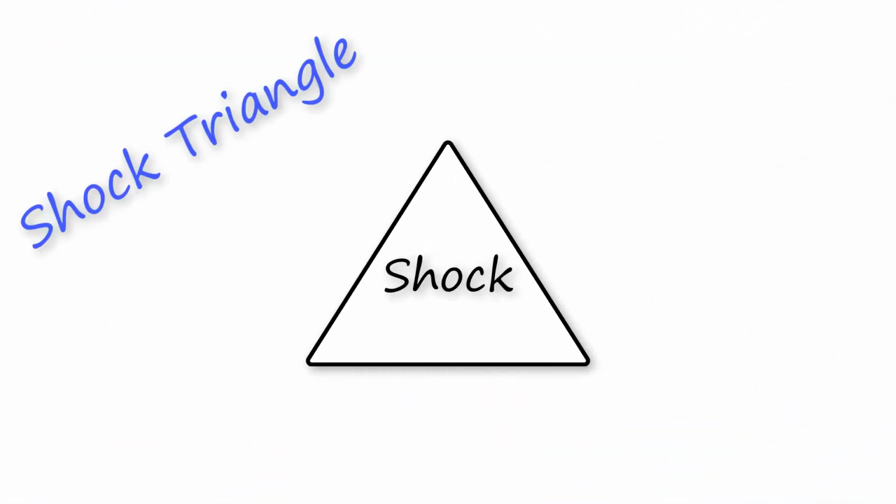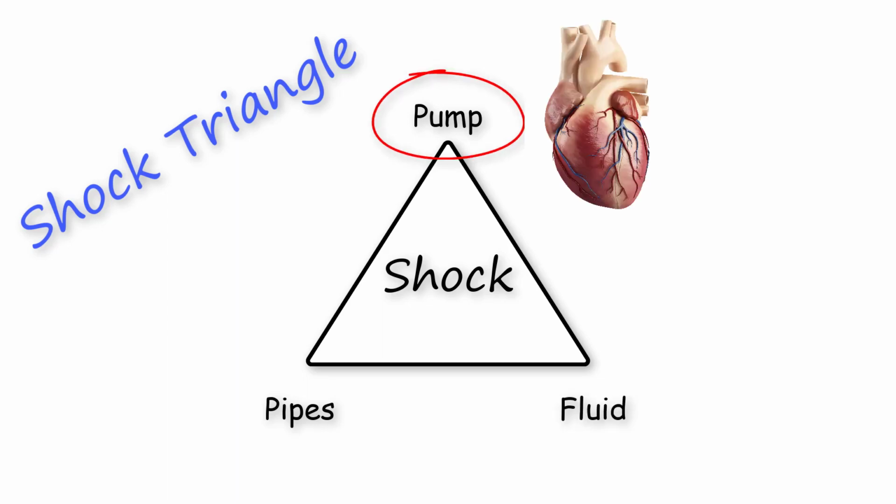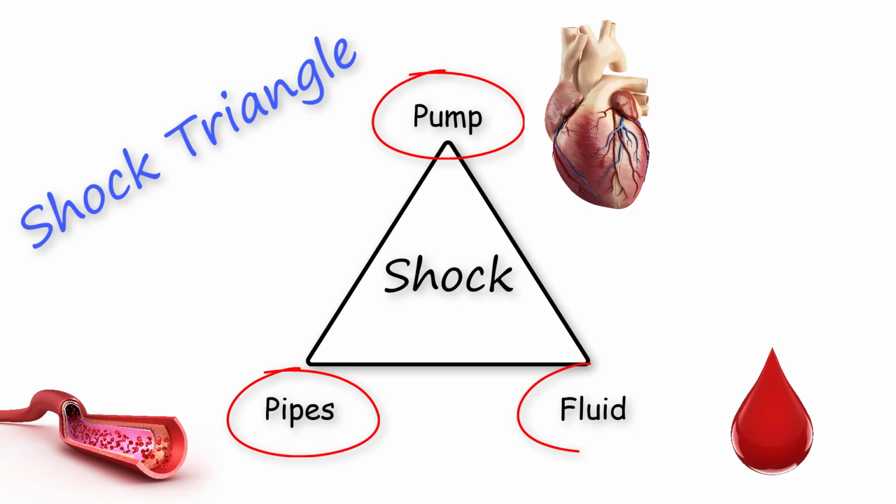Now, in the shock triangle, you have 3 components that are the main contributors for all the different types of shock that we're going to cover: the pump, the pipes, and the fluid. The pump is the heart, the pipes are your blood vessels, and fluid is all of the blood and blood components circulating around.